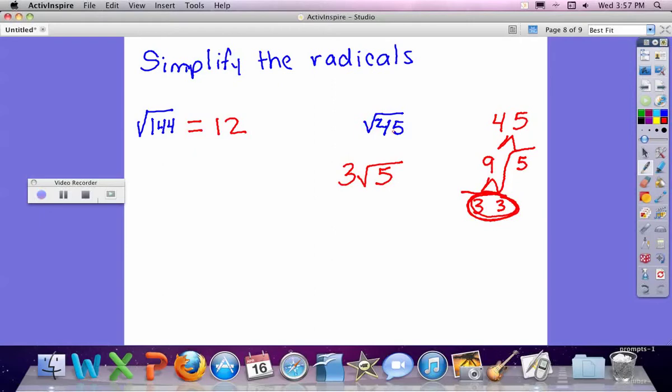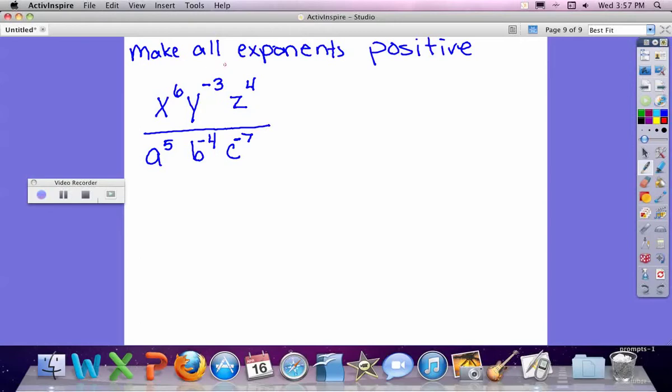Remember, we've been talking about exponent rules. If we're adding and subtracting, exponents stay the same. If we're multiplying, we add exponents together. In this one, we want to make all exponents positive. And if you remember, if you have a negative exponent and you move it to the other side of the fraction, it becomes positive. So x to the 6 is positive, so I'm going to leave it alone.